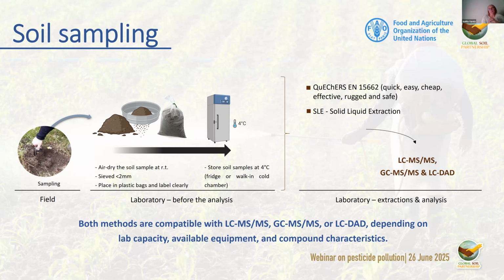The SOP outlines two methods: QuEChERS, quick, easy, cheap, effective, rugged, and safe, and solid-liquid extraction. Both are compatible with the three main analytical techniques: liquid chromatography coupled with tandem mass spectrometry, GC-MS, also gas chromatography coupled with tandem mass spectrometry, and liquid chromatography with diode array detection.